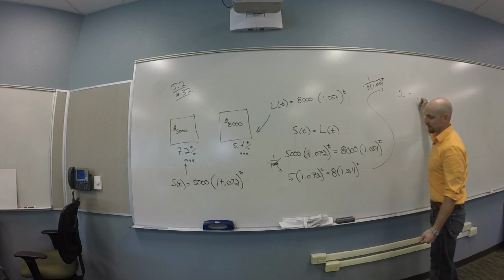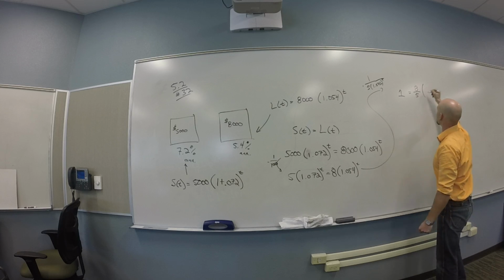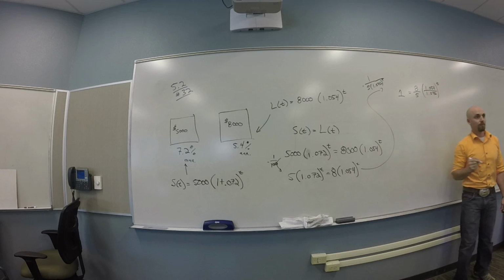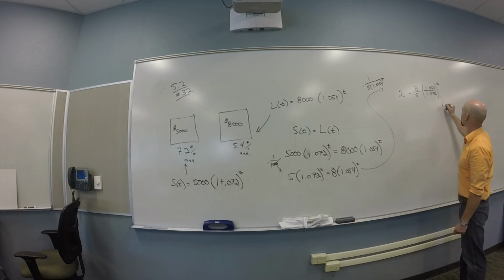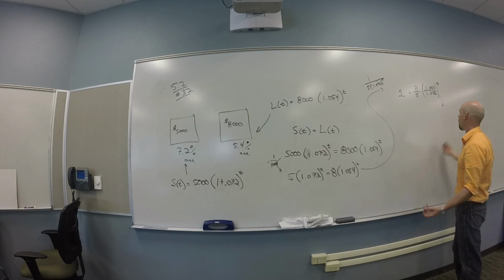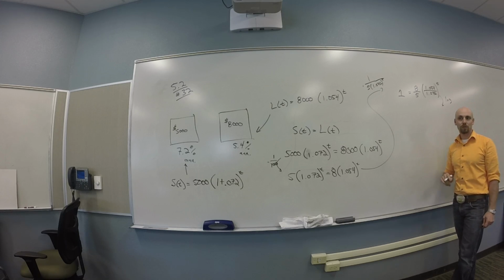So I got 1 equals 8/5, and then 1.054 over 1.072 to the t. You guys with me on this? I used a little exponent rule and grouped things, but everybody's cool with my arithmetic there. So then what? I still need the t down. So I have to log it somehow. I'm going to log it because I'm doing money. So I'm going to log this down.